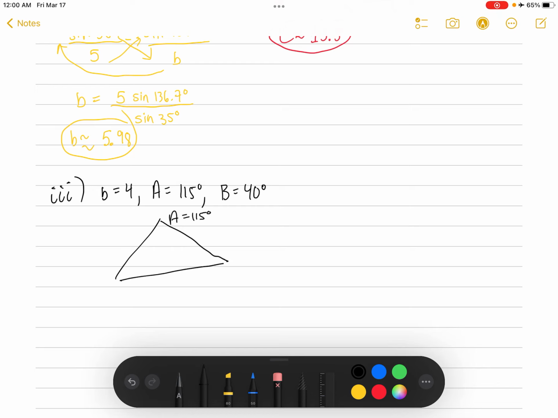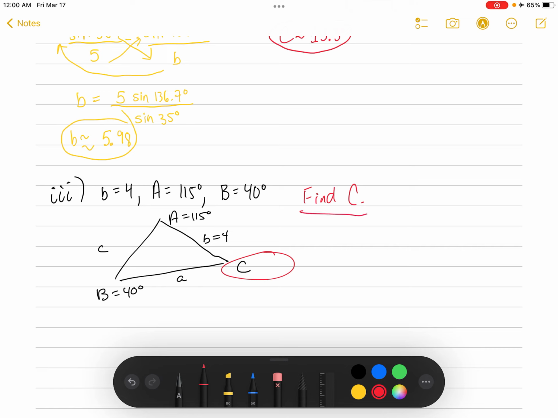I got A is 115. I got B here, I like to put B over here, as 40. C is unknown. Little a is unknown. Little b is 4. Little c is unknown. So first things first, we can find big C, since we got 2 of the angles, right?